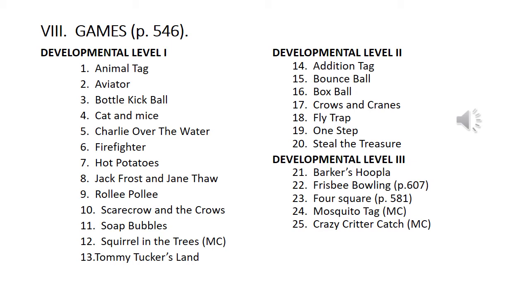Foursquare. I've also seen a 9-square game last fall at the last convention I went to. That was interesting. Mosquito Tag is on my courses. It's also under the games file under activities. And Crazy Critter Catch is cute. It's fun too. So they're listed there for you under the actual games file under the activities tab. So that concludes activity 8.